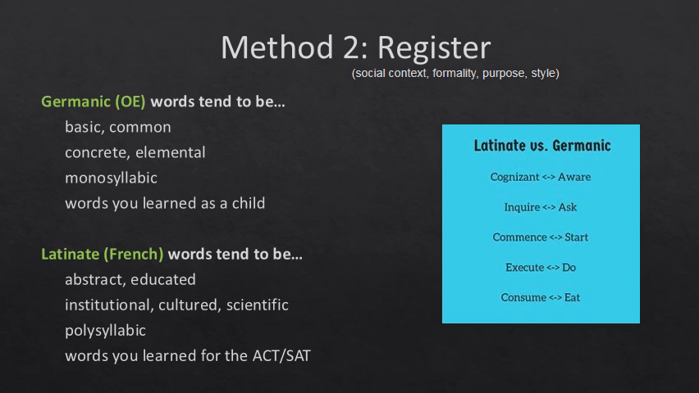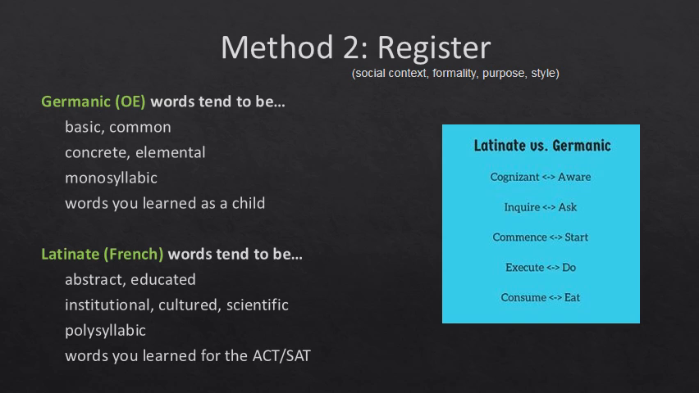Latinate words, including our French loan words from Middle English, tend to be more abstract, more educated, like cognizant. I bet you learned that word later than you learned aware. They tend to have a kind of institutional feel about them, a cultured feel. They can be scientific. They're often polysyllabic. Notice how the words on the left in our blue square are longer than the words on the right.